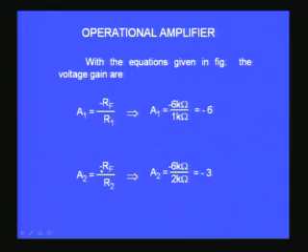A2 is equal to minus RF by R2, RF is 6k again, the minus sign comes because of the inversion, and R2 is 2k. Therefore, minus 6k by 2k gives me a factor of minus 3. So the channel gain for the second is minus 3, the gain of the first channel is minus 6. This is rather straightforward because it is minus RF by R1.